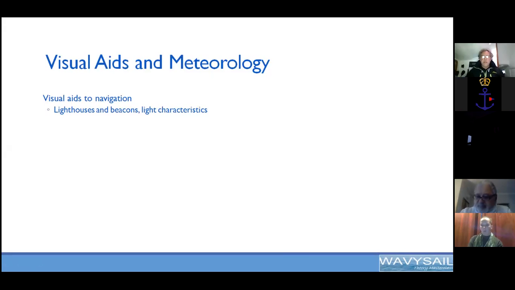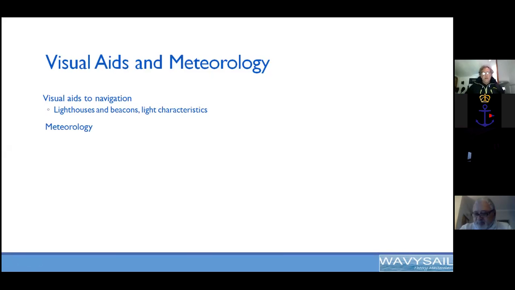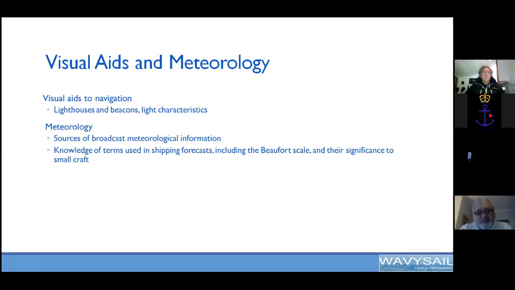We're talking about lighthouses and beacons, light characteristics and where they come from. And then we'll do a little bit about meteorology, the sources of meteorological information that we can get, the knowledge of terms used in shipping forecasts, and we're going to go through the Beaufort scale, and then obviously the significant to us in small craft. Okay, and then we'll go through a very basic knowledge of highs, lows, and what fronts are. So you've got an idea then.